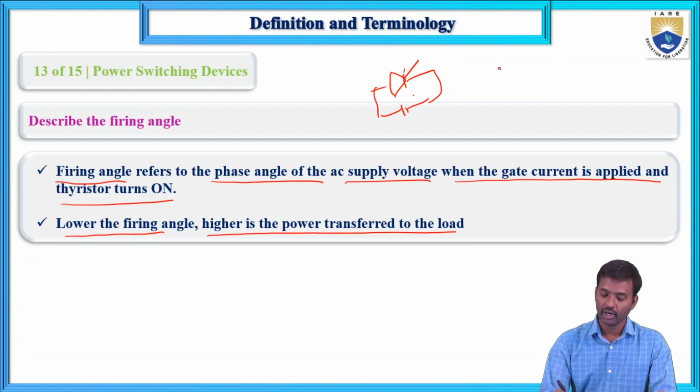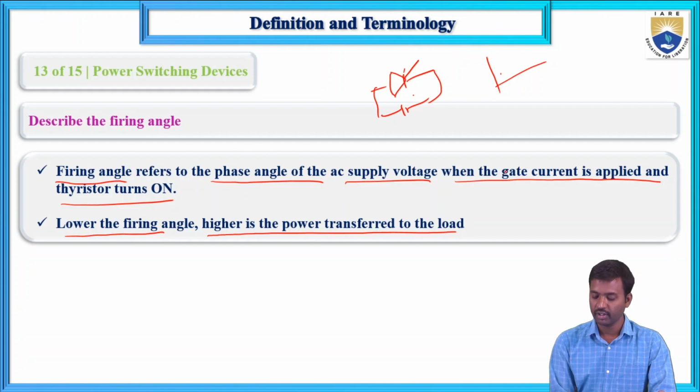So now there is a firing angle. Here it will not turn on immediately. Firing angle refers to the angle of the AC supply when the gate current is applied. So initially it will not turn on.